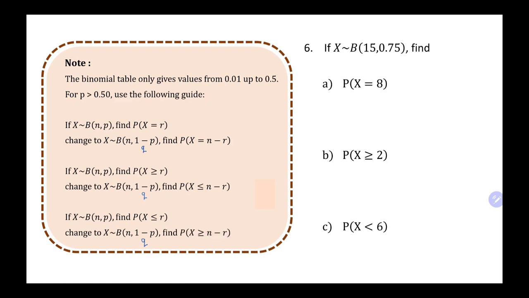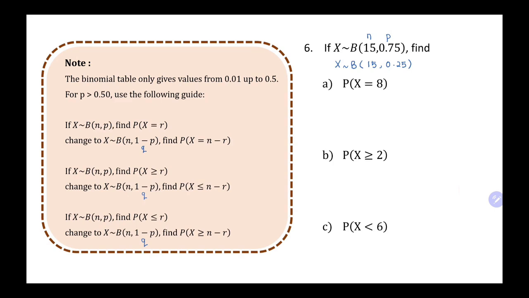We look at example 6. If x is binomially distributed with N equals to 15 and P equals to 0.75, find A, P(x equals to 8). So we can see here our value for P is greater than 0.5. So P kita ni takkan ada dalam table. Tapi kita nak guna table juga untuk solve. First step, kita kena ubah dulu x binomially distribute ni dengan nilai Q. So 0.75, kalau Q kita akan dapat 0.25. 1 minus P, dapat Q. Kita tukar dalam Q. Baru kita start jawab soalan.